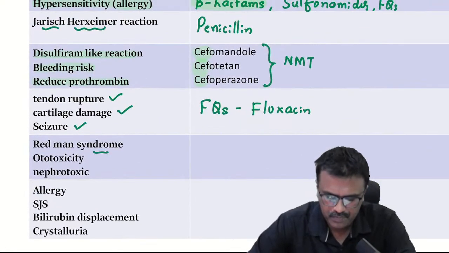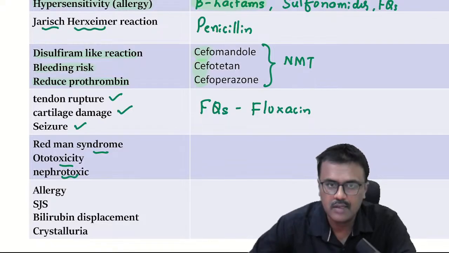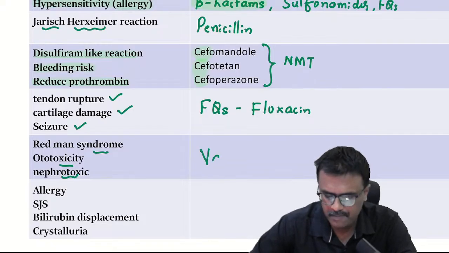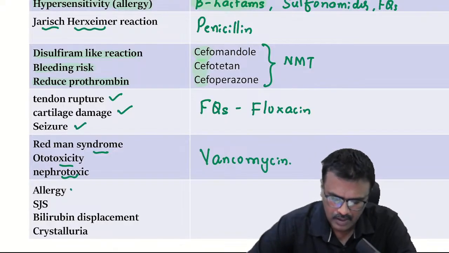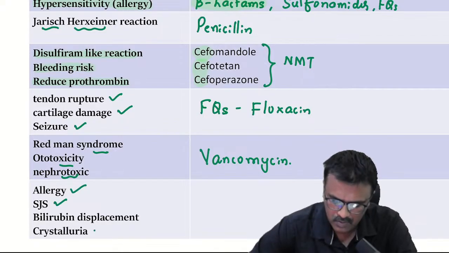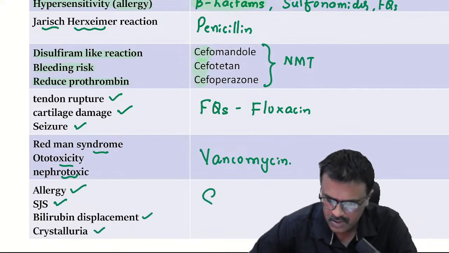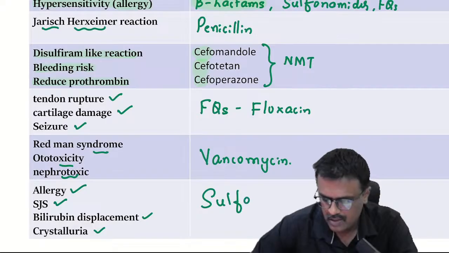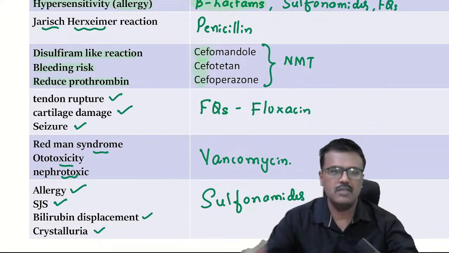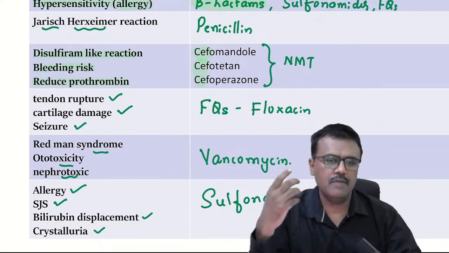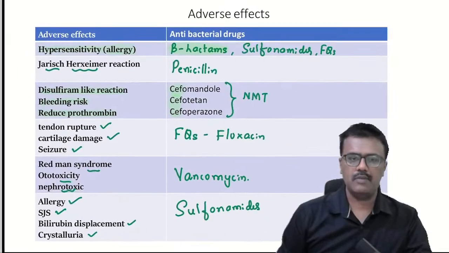Red man syndrome, ototoxicity and nephrotoxicity. Yes, you know it is caused by vancomycin group of drugs. Allergy, Stevens-Johnson syndrome, crystalluria and bilirubin displacement. Just now I told you, sulfonamides. So you have studied the notes. This will help you to identify the adverse effect and come to the right answers from this.